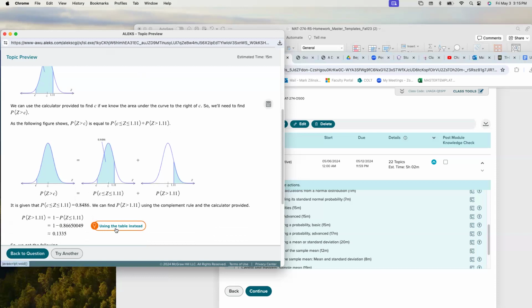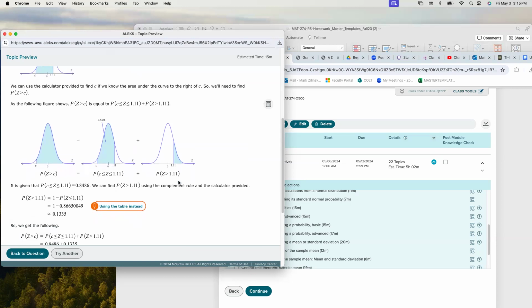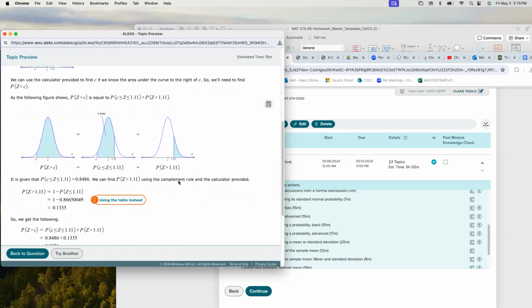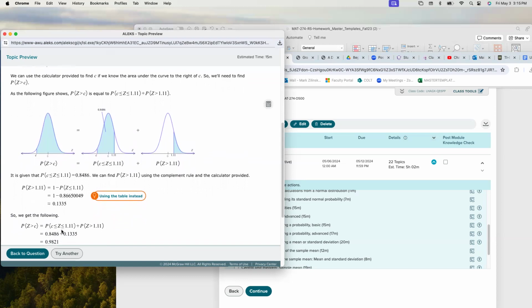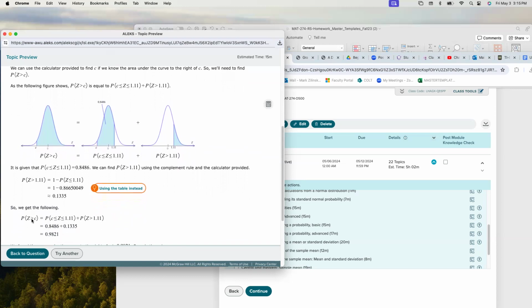So they're using these tables and restricted calculators, but ultimately they're finding this area right here. When we do that, that's equal to 0.133. And so now what we'll do here is find that area over here. Set up this equation, which is the probability Z is greater than C. So that would be this one here.